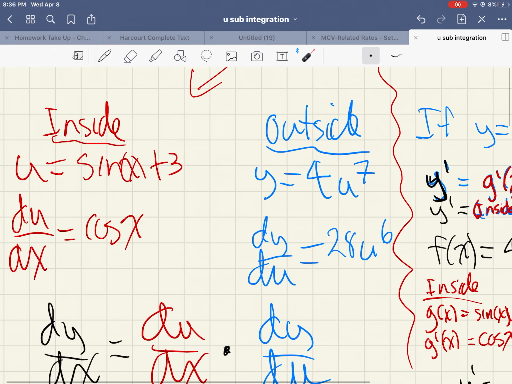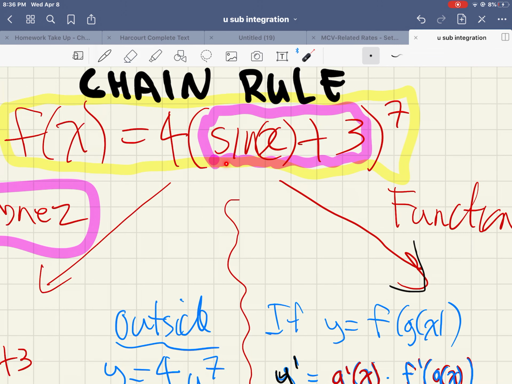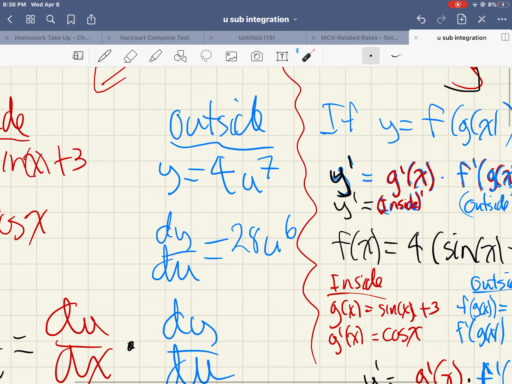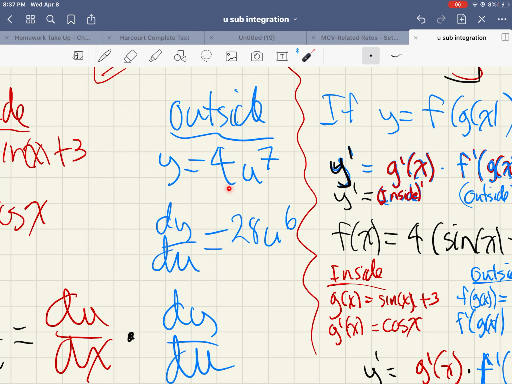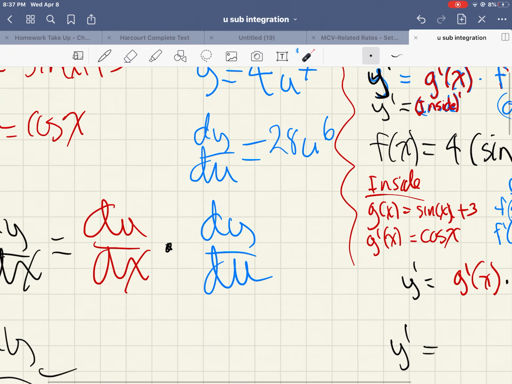Then the outside function becomes, let's look back up here, this whole great big thing is now u, so I still have 4 and 7. That makes the outside y equals 4u to the 7th. And then I've got a y on this side and a u on this side, so that becomes dy by du. 7 times 4 is 28, the power rule, u to the 6th.